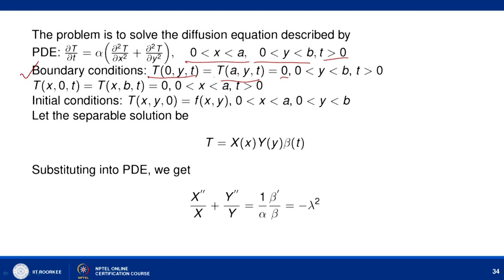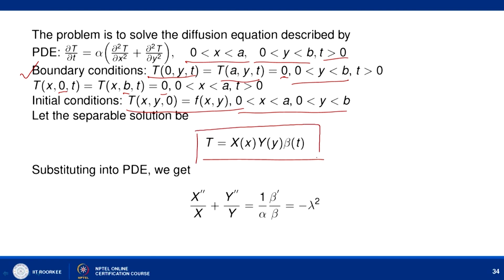So, at x equal to 0 and x equal to a, T is given as 0, and y is lying between 0 to b. Similarly, at y equal to 0 and y equal to b, T(x, 0, t) and T(x, b, t) are equal to 0, where x is lying between 0 to a. Now, the initial condition is that at t equal to 0, T(x, y, 0) is f(x, y), and the corresponding domain is given. So, let us take the solution in variable separable form, T(x, y, t) equal to X(x) Y(y) β(t).